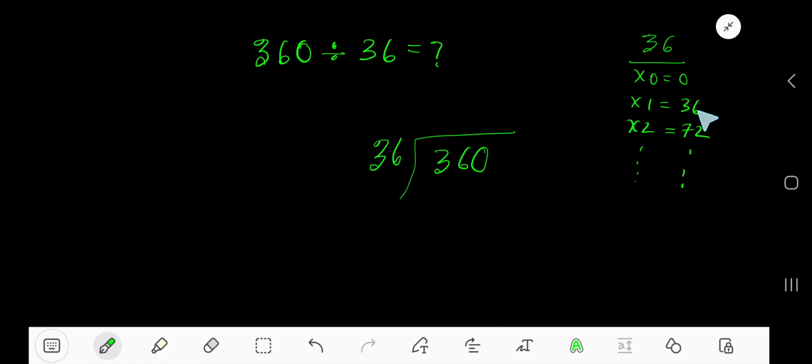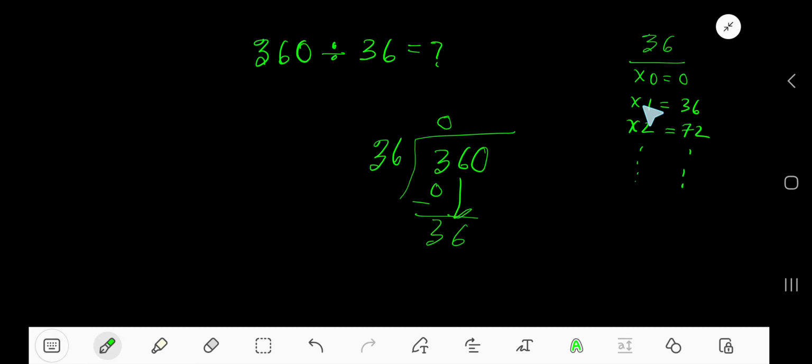0 plus 36 is 36, 36 plus 36 is 72, and this process will continue. 36 goes into 3 how many times? 0 times, as 3 is less than 36. 0 times 36 is 0. Subtract from 3, bring down this 6.